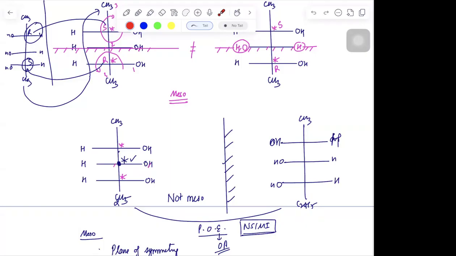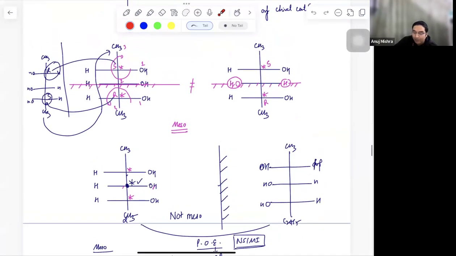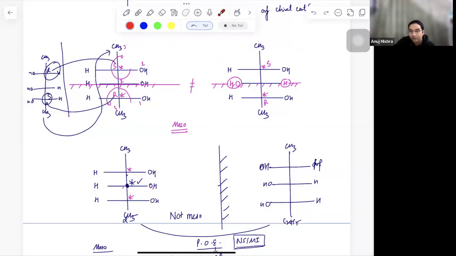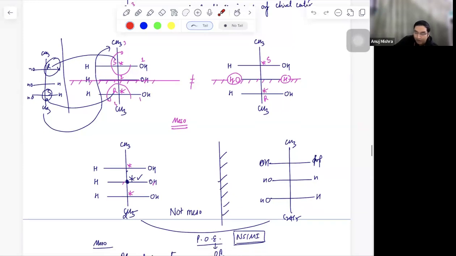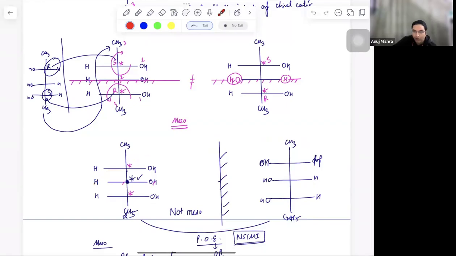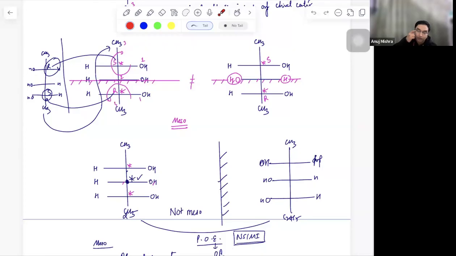The first one is a meso. Very good. But these are two different types of mesos. This meso is different from this meso. Right? Here, they are different, but they are not meso. Are you understanding? And the logic is these groups are different, not the same. So how can it be meso?